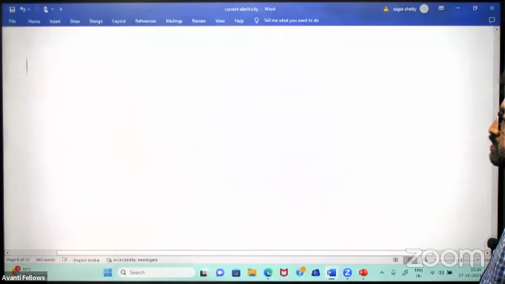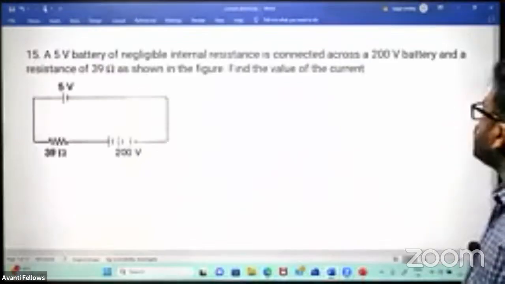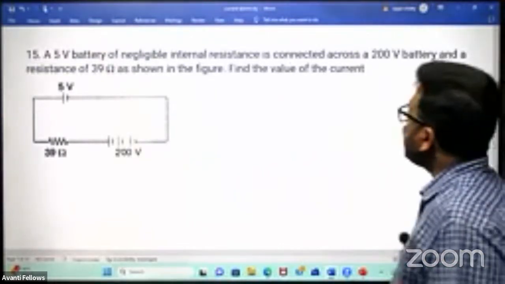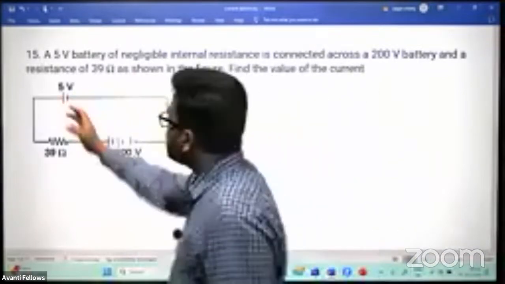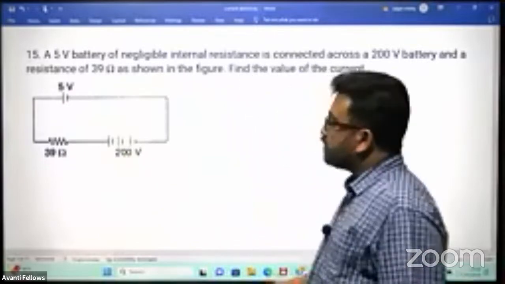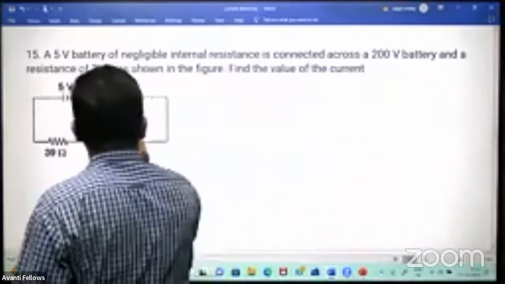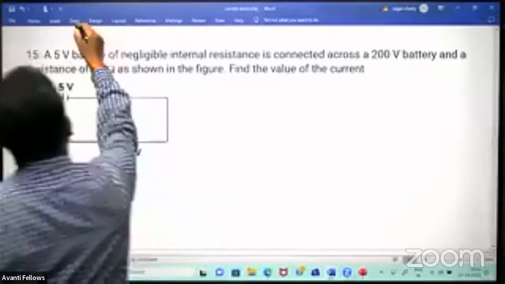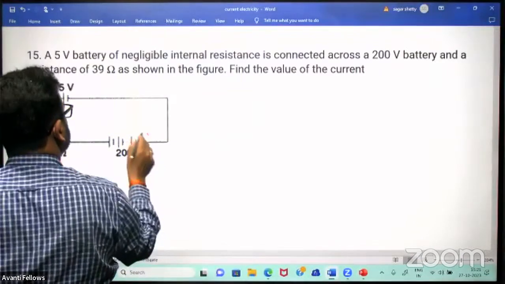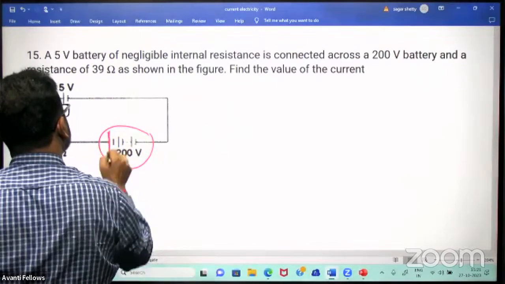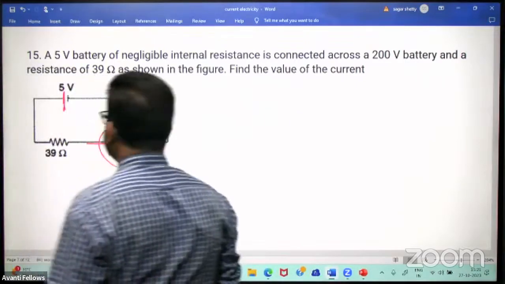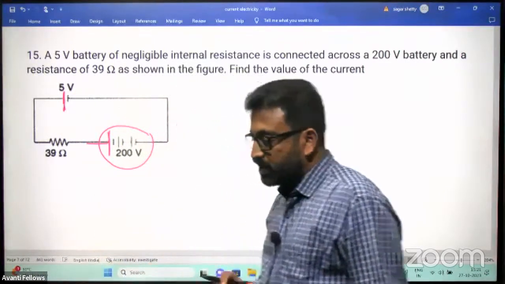Next one. A 5 volt battery of negligible internal resistance is connected across a 200 volt battery and a resistance of 39 ohm as shown in the figure. Find the value of the current. So 5 volt battery is there, 39 ohm resistor is there, and another 200 volt battery is there. Here again the problem is that these batteries are connected. See the 200 volt positive is here, and 5 volt positive is here. So the positive and positive are connected in a similar way.